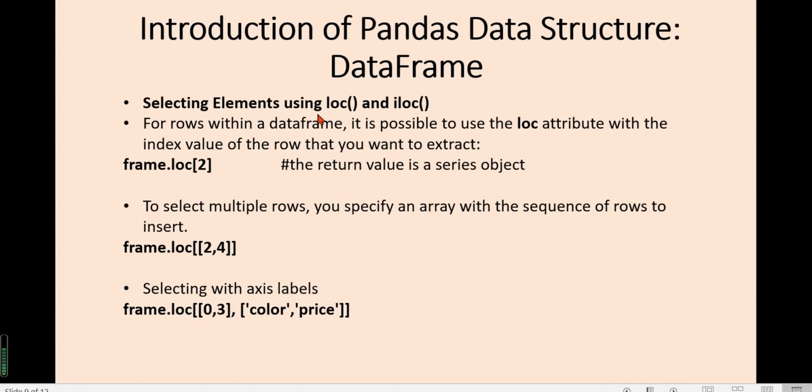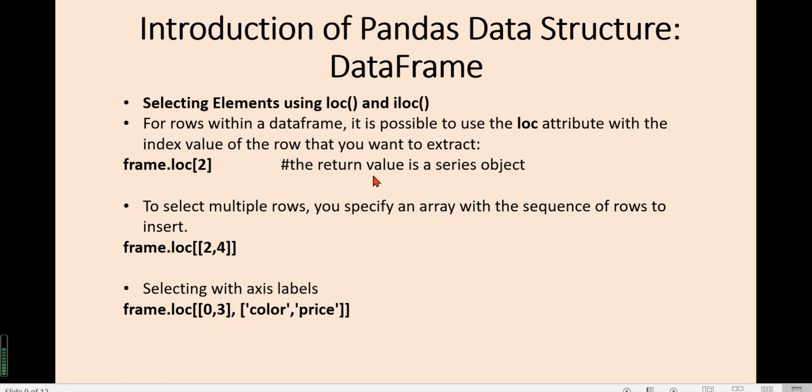And selecting elements using loc and iloc. For rows within a data frame, it is possible to use the loc attribute with the index values of the row that you want to extract. So we can write frame.loc[2], then the third row of this data frame will be shown, and actually it's also a series object.